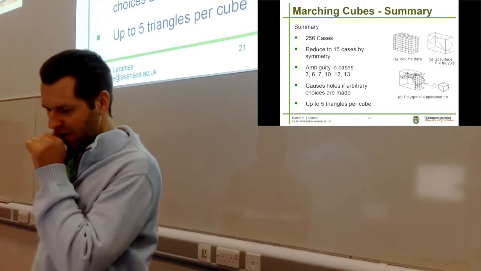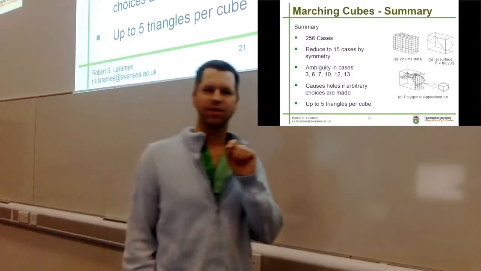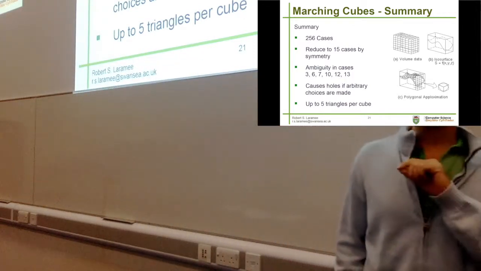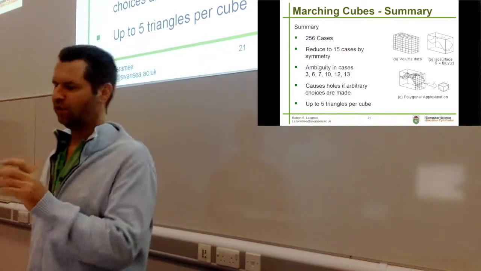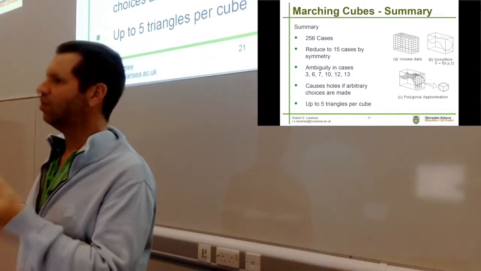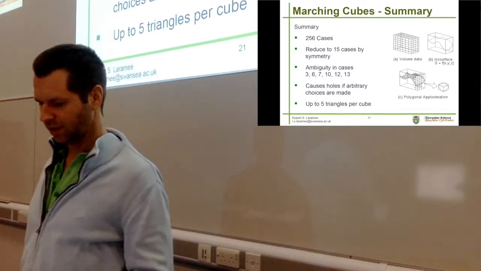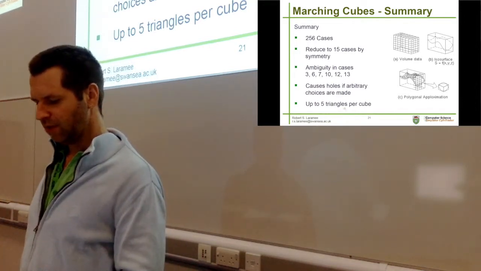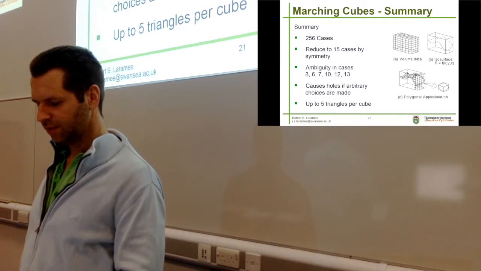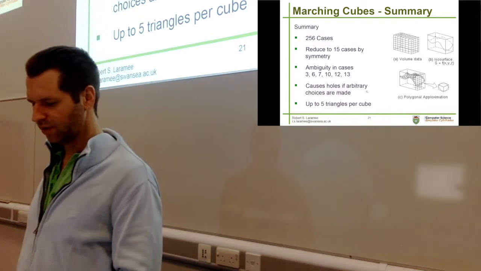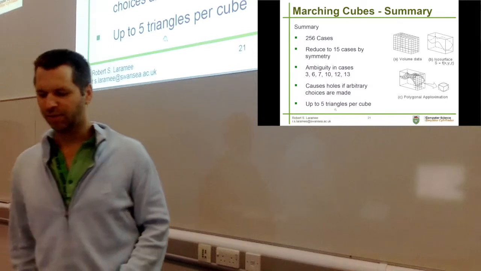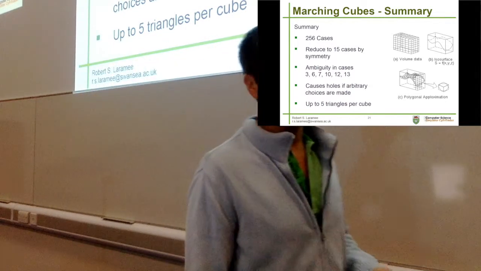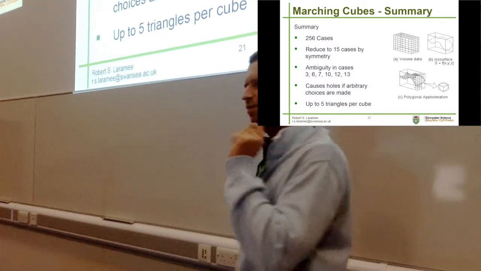So there are 256 ways the surface can pass through a cube. We know that already. And we reduce those 256 combinations to 15 unique ways, where we have a few ambiguous cases that we need to handle. And ambiguous cases cause holes if arbitrary choices are made. And the maximum number of triangles that can be produced by a single cube is 5.